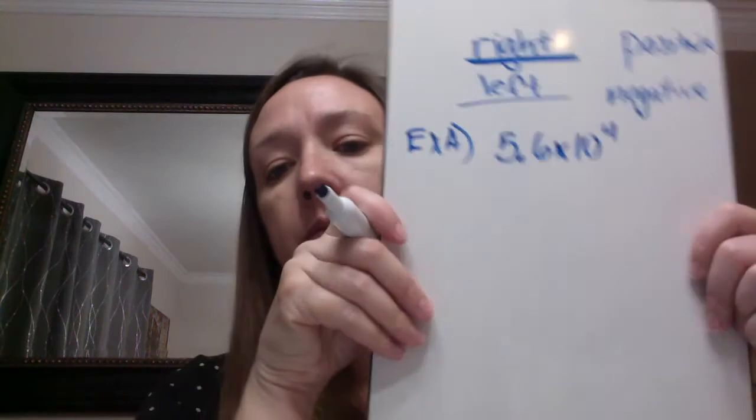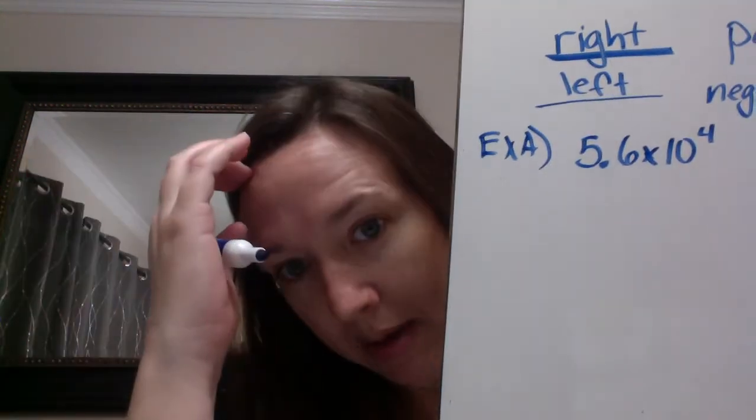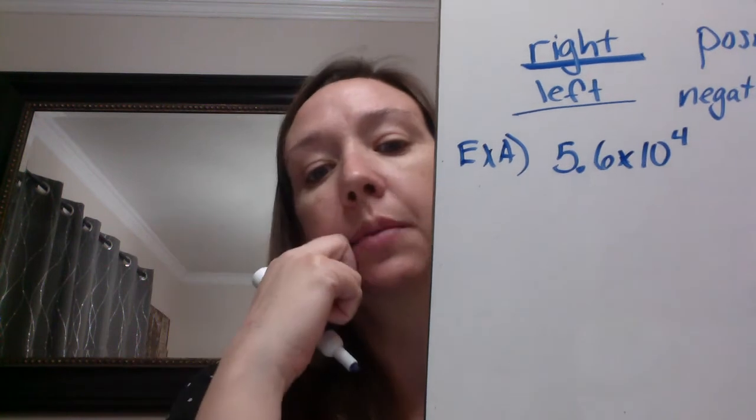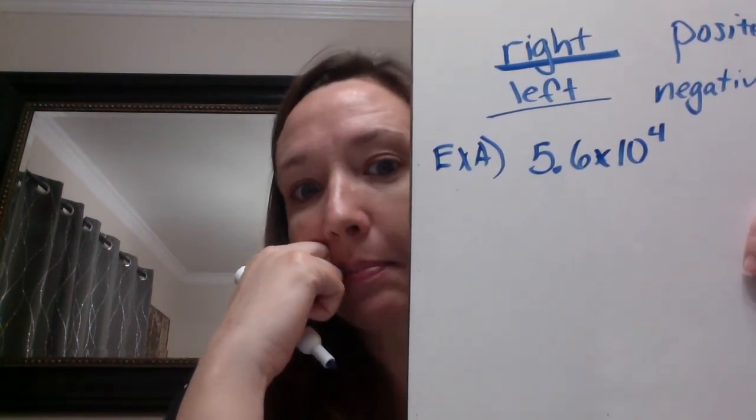I'm going to do different examples than the ones on there, and then let you have a chance to do those examples. So for the first one, example A, I'm going to put 5.6 times 10 to the 4th. And we want to write that as a regular old big number. How do I know it's a big number? Tell your neighbors or your dog or your brother or sister. How do I know that's a big number?